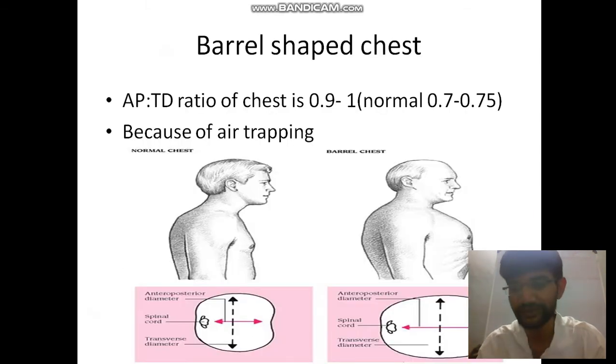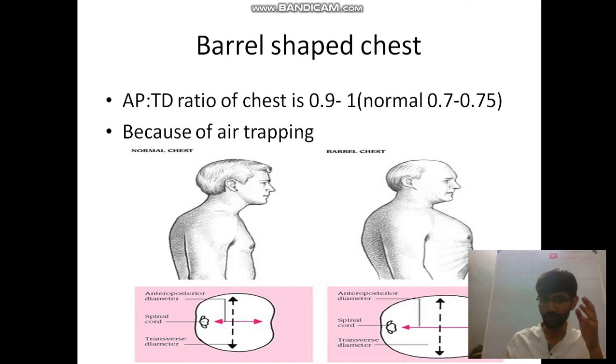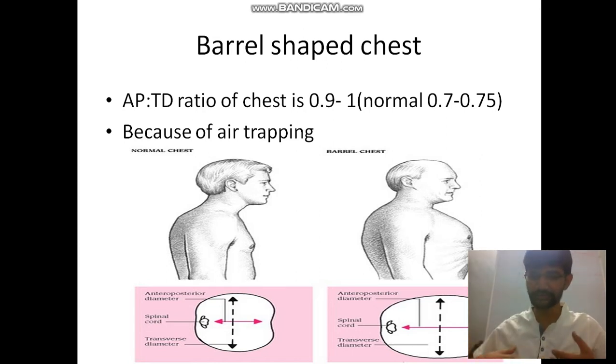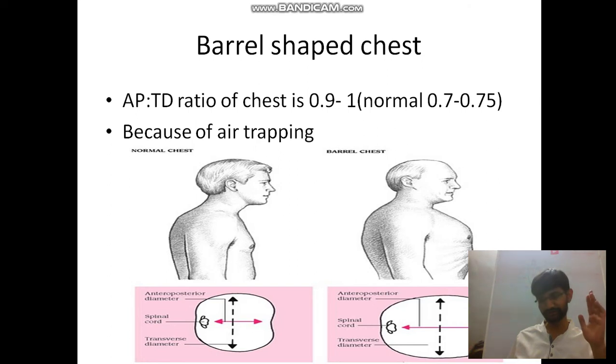Coming to the next major important sign, that is the barrel-shaped chest. You all might know this sign. So what happens? Normally, the anterior-posterior diameter is measured from anterior to posterior, and this is the transverse diameter. Normally the ratio is 0.7 to 0.75.